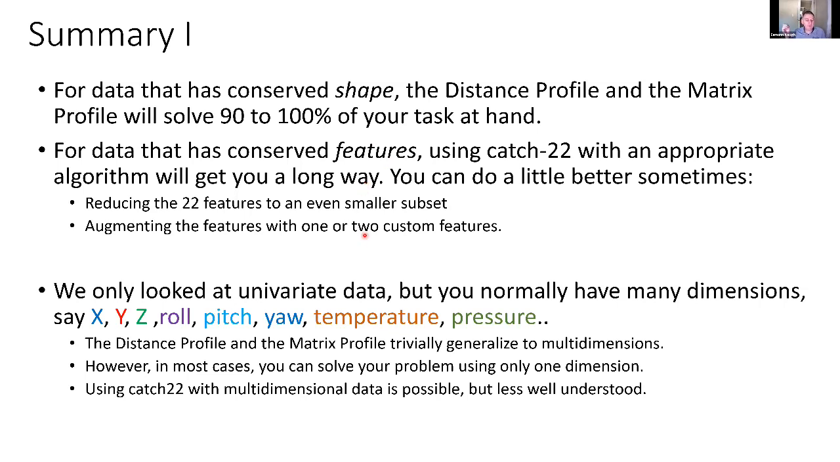You probably understand that today I've shown you only single time series examples, and you often have multiple time series: roll, pitch, yaw, temperature, pressure, and so forth. The good news actually is that the distance profile and the matrix profile trivially generalize to those cases. No extra expense in time or effort, very easy. However, I will say, surprisingly, I've solved lots of problems in this space, and most of the time you can solve the problem with just one dimension, which is maybe surprising to you, but is true. And you can also use catch-22 on multidimensional data, although it's less well understood and less common in the literature, to be honest.